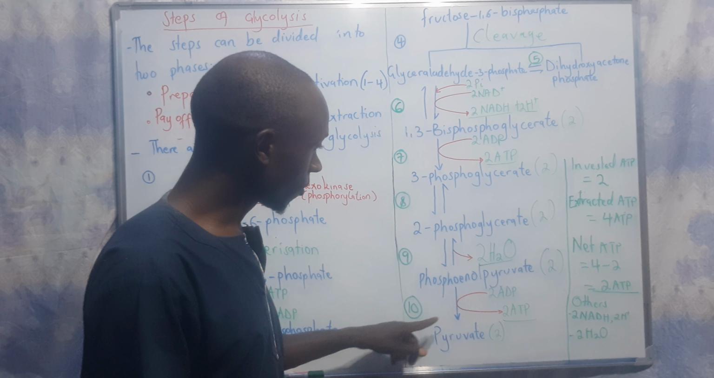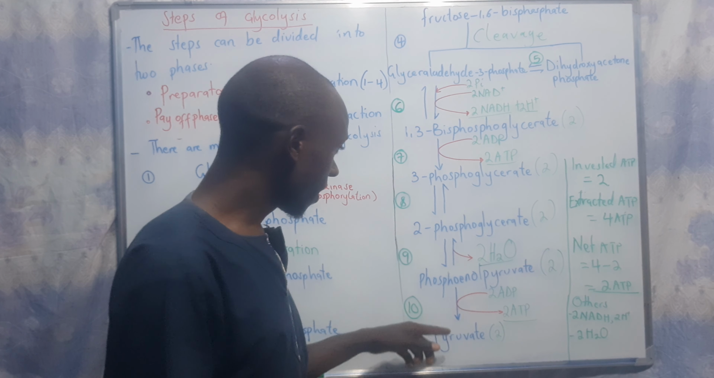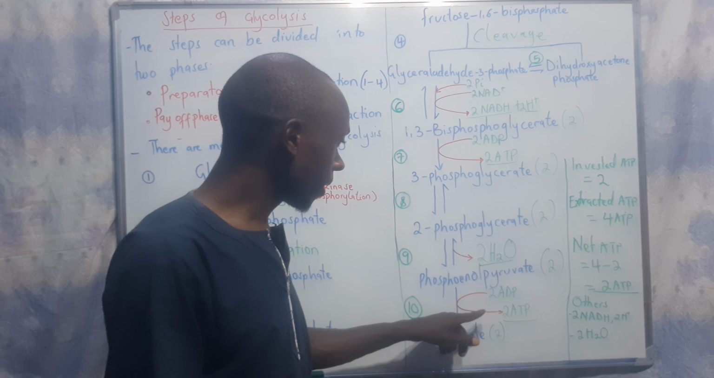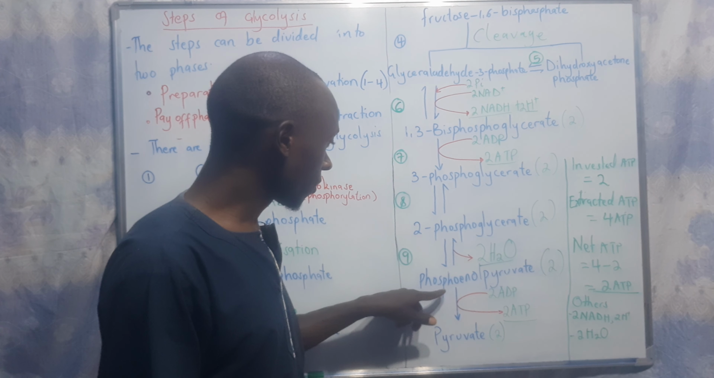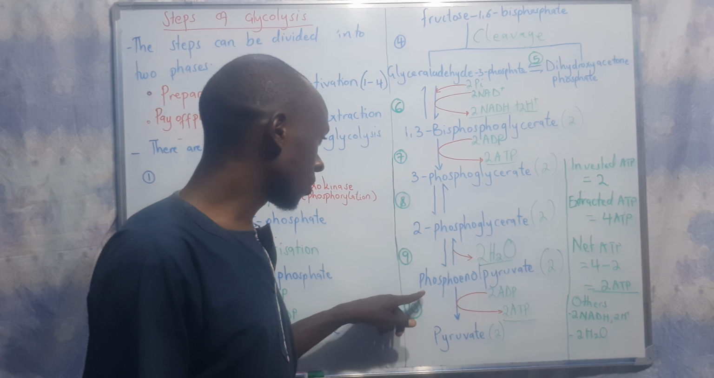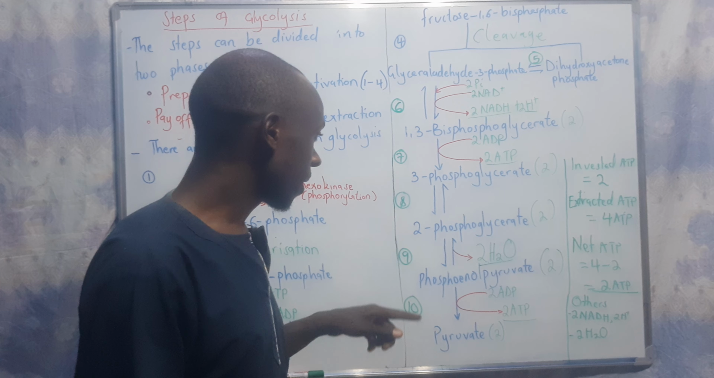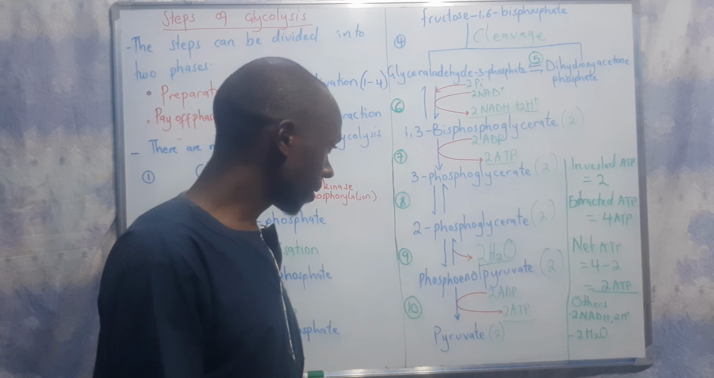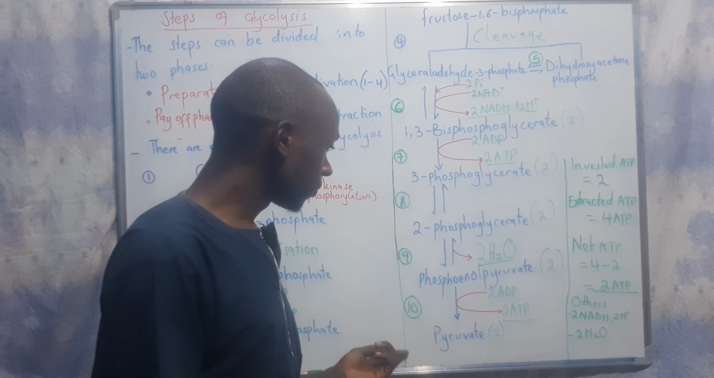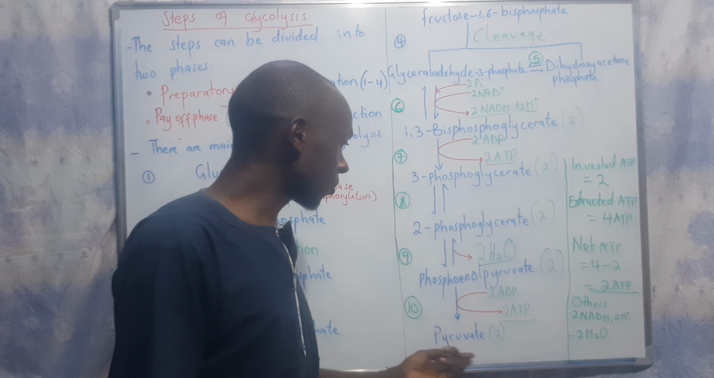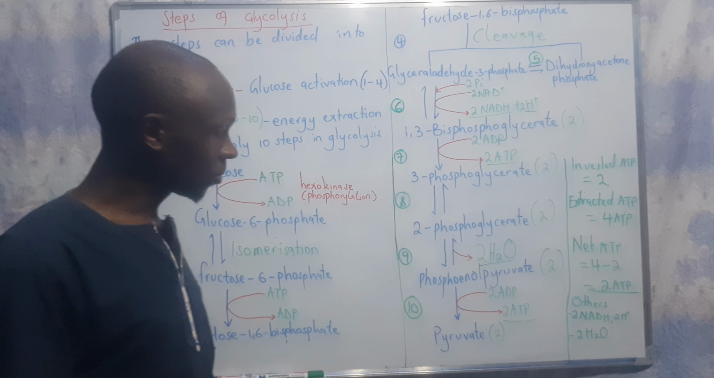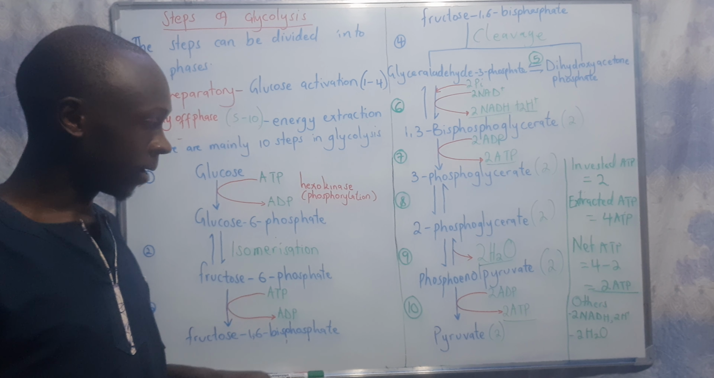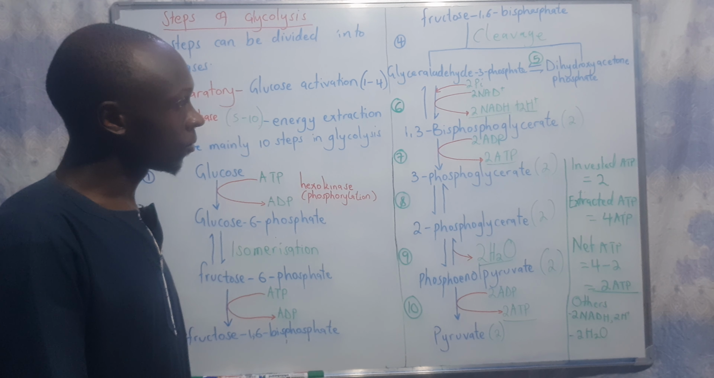In stage number 10, we are going to have 2 more ATP molecules formed as a result of 2 ADP molecules being phosphorylated, or getting 2 phosphate groups from 1 phosphoenolpyruvate and another phosphoenolpyruvate. Remember, there are 2, to form 2 ATP molecules, leaving us with pyruvate. Of course, we are going to have 2 of them, each of which is going to enter the next stage, that is the Krebs cycle.